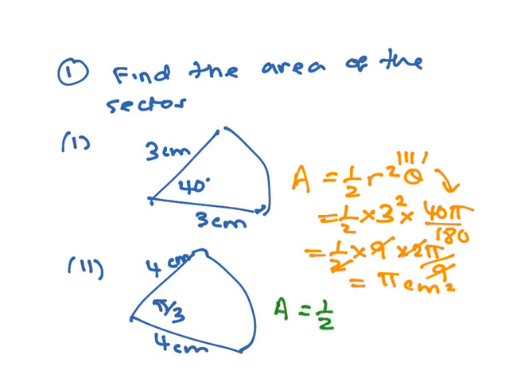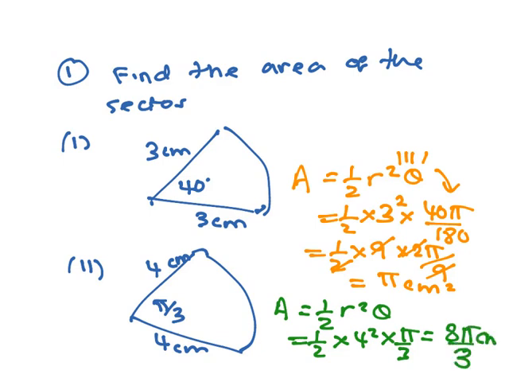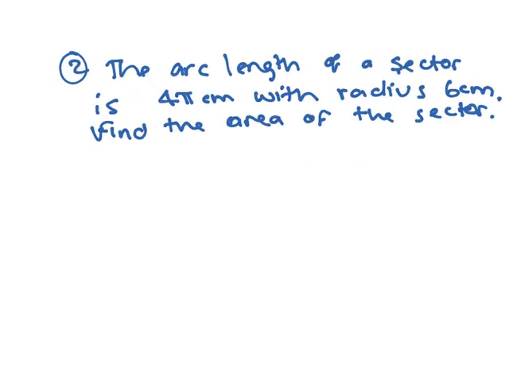Okay, this one here, it's a half r squared theta. So it's a half times 4 squared times pi on 3. A half of 16 is 8, so it's 8 pi on 3 centimetres squared.